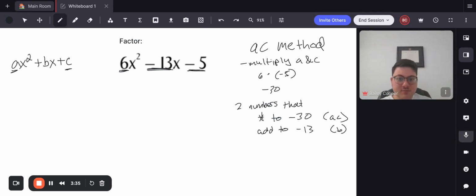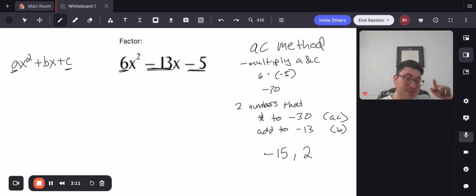So let's think about some numbers that multiply to negative 30. We could have negative 30 and 1, but those don't add to negative 13. What about negative 15 and positive 2? Negative 15 times 2 is negative 30. Negative 15 plus 2 is negative 13. Great. Those are our two numbers.